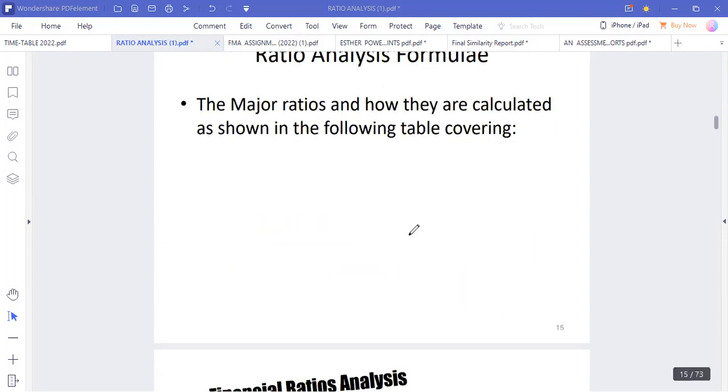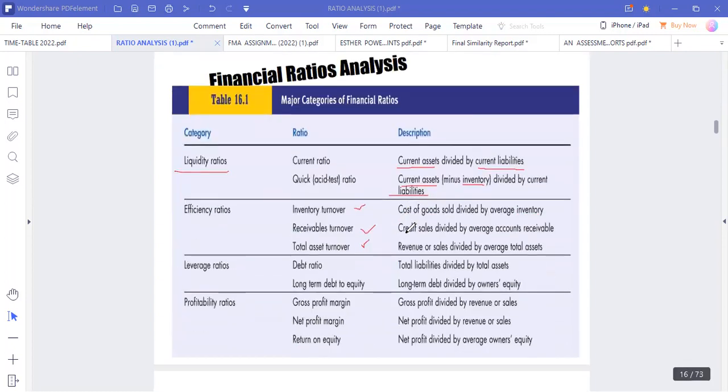Now to break these down, each one of them has a particular description of the ratios. For the ratios under liquidity, I've mentioned we have the current ratio, which looks at the current assets divided by current liabilities. Just to take you back briefly, current assets are simply what we own as a business. In terms of assets, we have current assets and fixed assets.